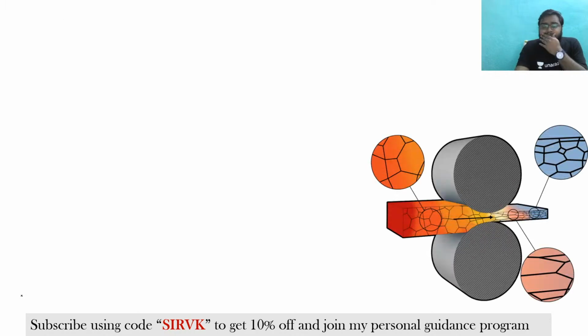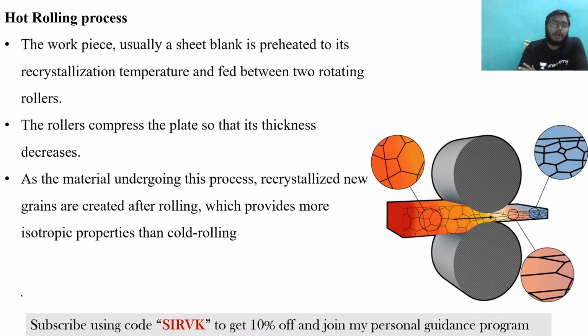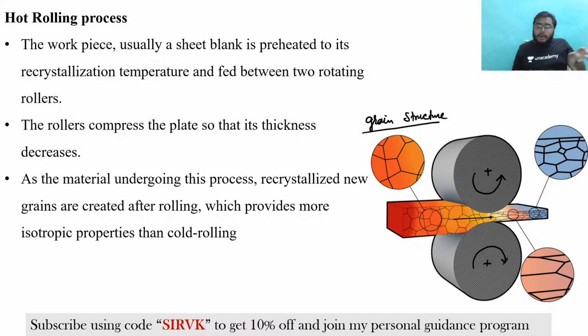Now understand what is happening in a hot rolling process. See here, my dear friend, before going into this roller, this roller is rotating in this direction. Now you can understand from this, this is the microstructure. The grain structure is like this. Before entering into this roller, my microstructure is like this.